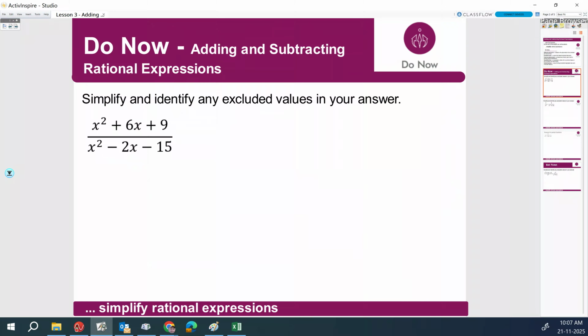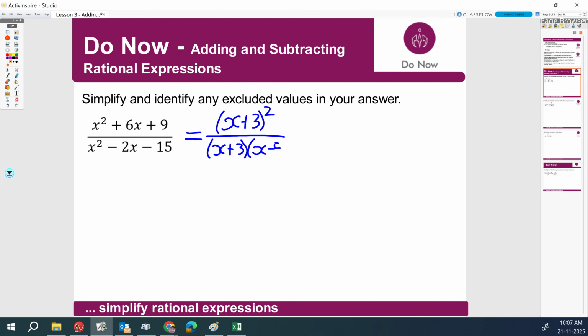Here we're asked to simplify and identify any excluded values. So in order to identify excluded values, we have to start by factoring. So our first step for this one is to factor it. Factor the numerator, factor the denominator. So we can see we've got a perfect square there in the numerator. That's going to factor to x plus 3 squared. And then in the denominator we can factor this with two brackets. We've got x plus 3, x minus 5.